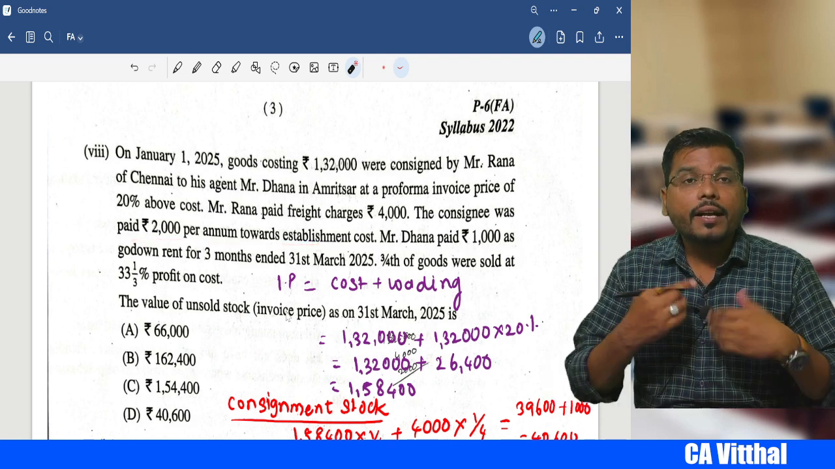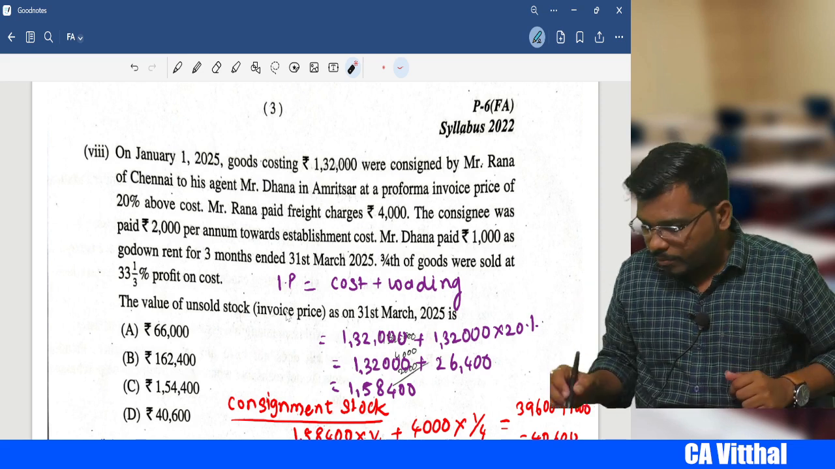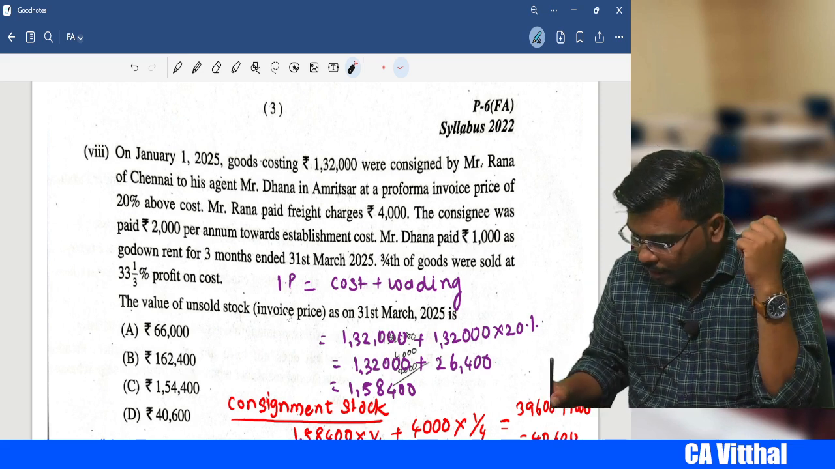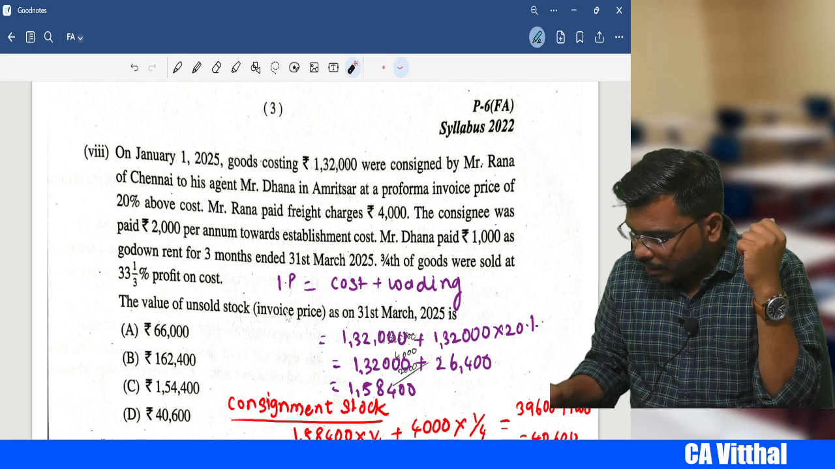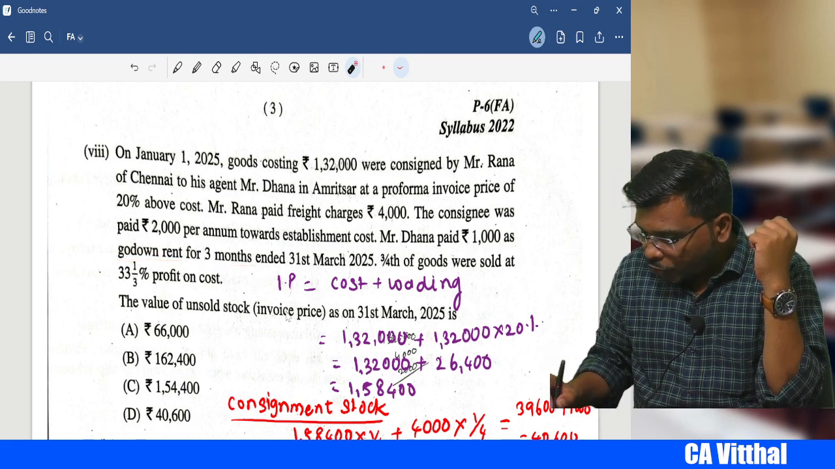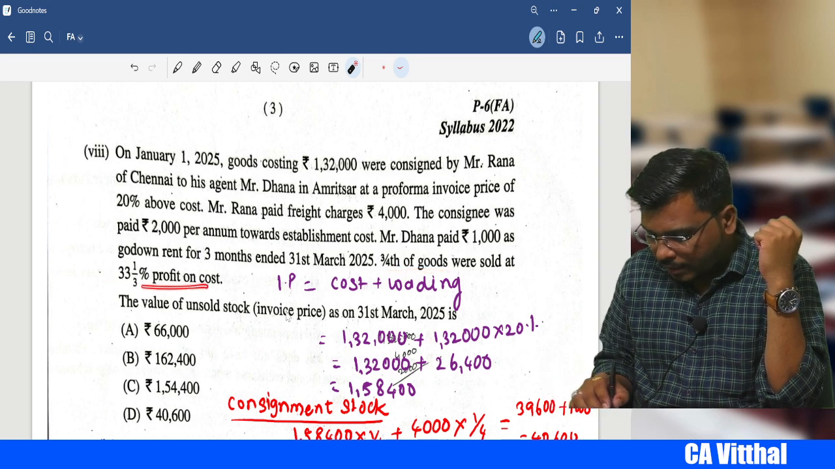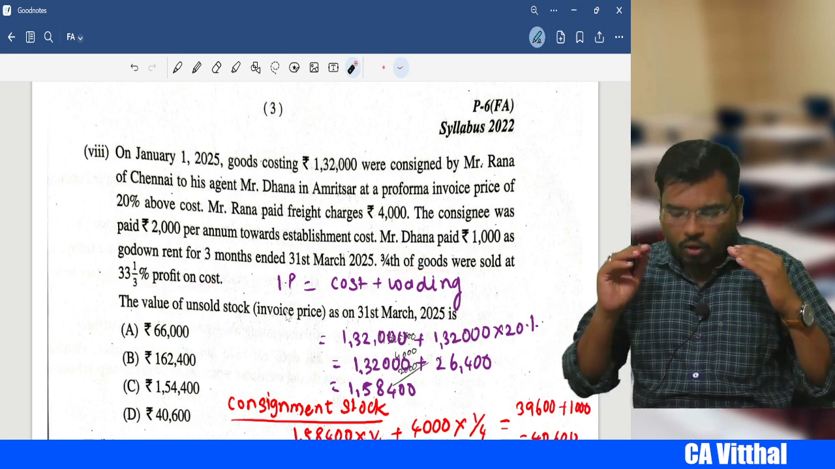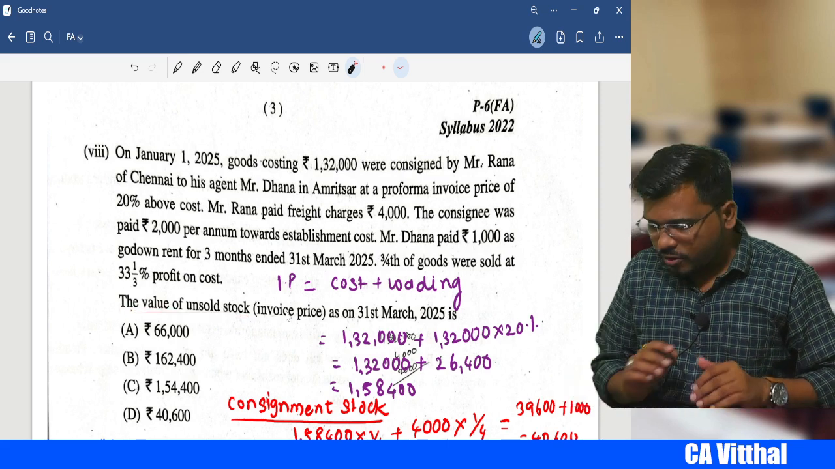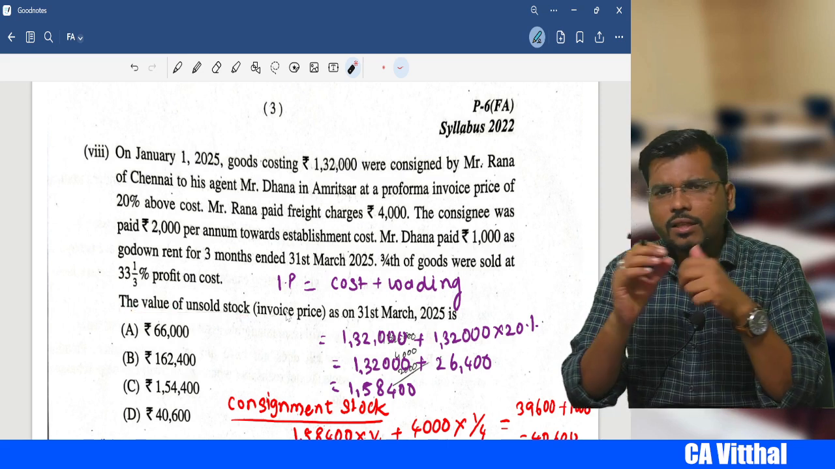Establishment cost is a recurring expense or a non-recurring expense? It's a recurring expense because again he has to incur the expenses. Mr. Dhana paid 1,000 as godown rent for 3 months. 3/4 of the goods were sold at 33 1/3% of profit on cost. The value of unsold stock at invoice price, we have to say, right? It's very simple. How to calculate?